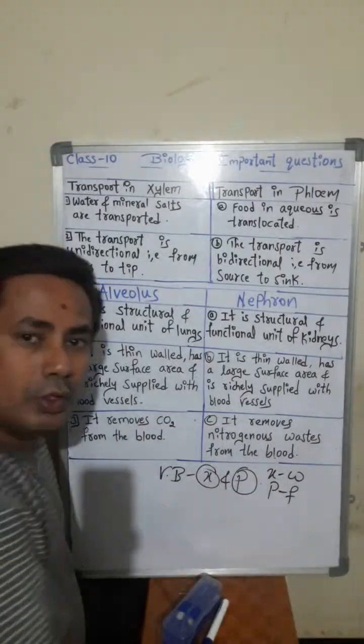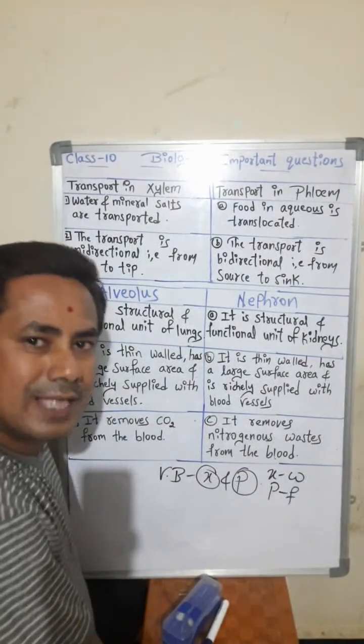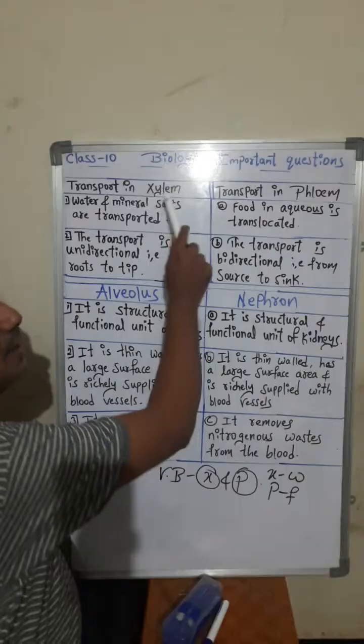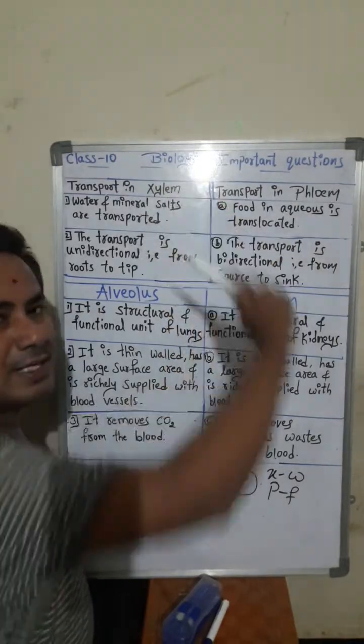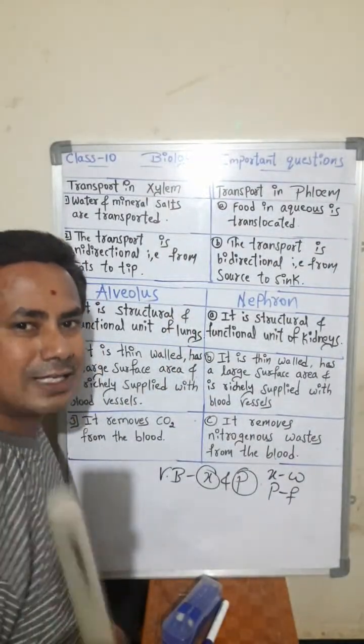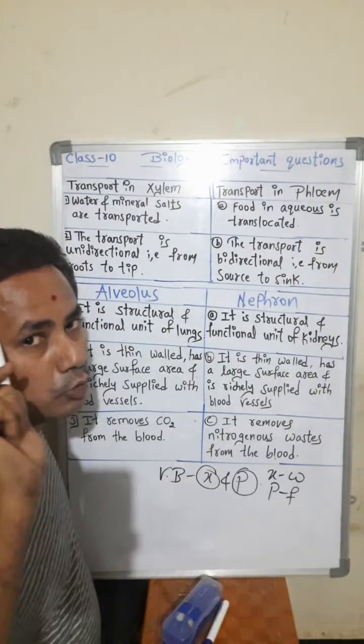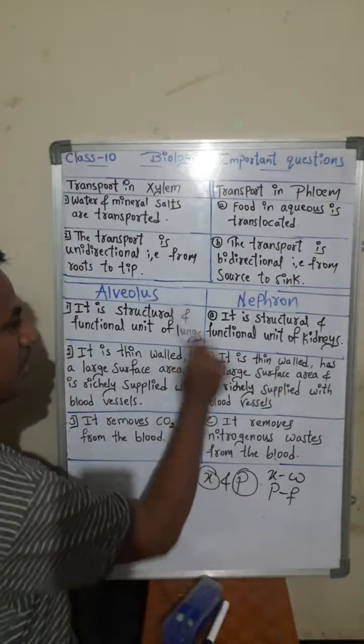So these are the two differences between what? Xylem and phloem. Xylem is a water conducting tissue, phloem is a food conducting tissue. X, W, P, F, you have to remember. So next we are moving towards the difference.